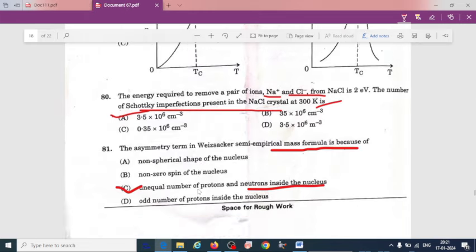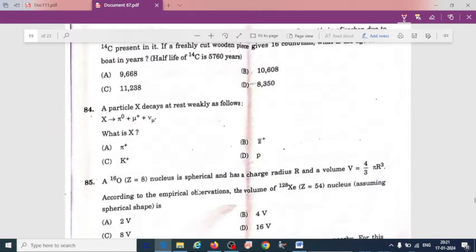So these are a few questions I have solved from the recent KSET 2023 exam.